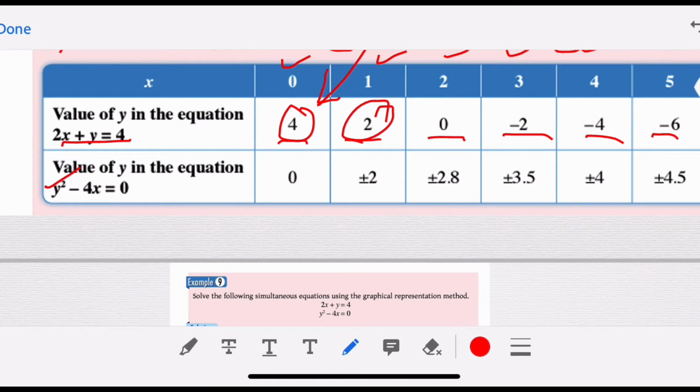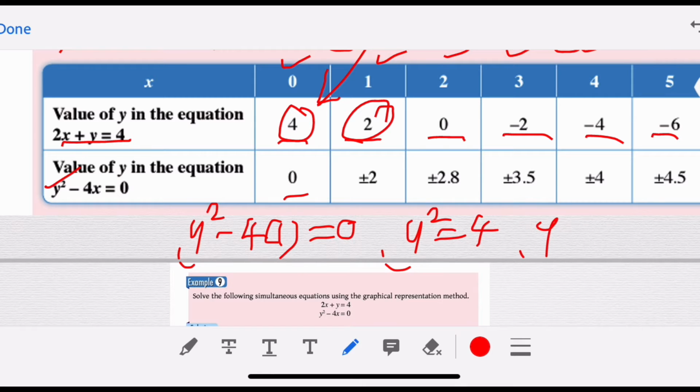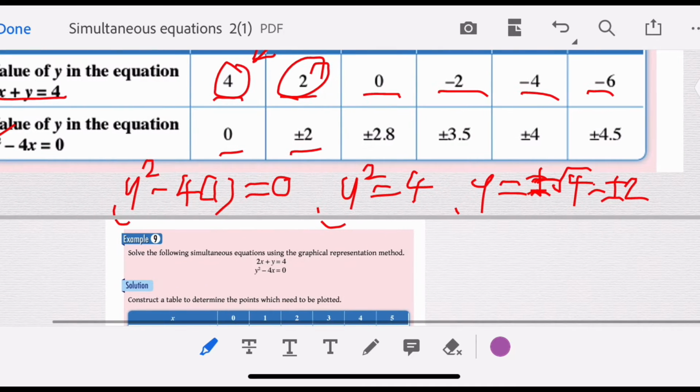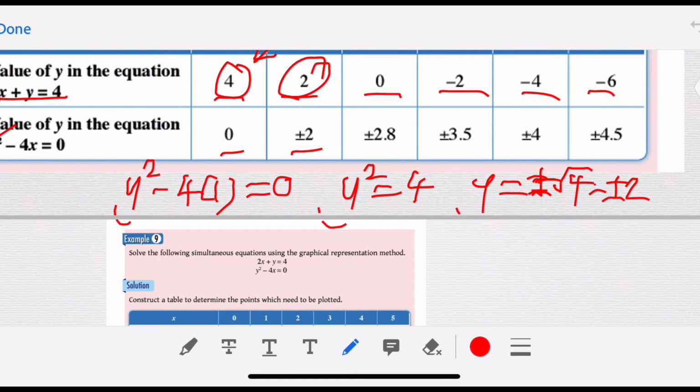This is a curve. So when x is 0, y is 0. When x is 2, y will be what? Let's say y squared equal to 4. So we have two values of y, because we take the square root, we will have two values. So that's why we have plus minus 2. Okay? So whenever you take the square root of a number, you always have plus and minus. So for this curve, all the y values have two values, plus and minus.